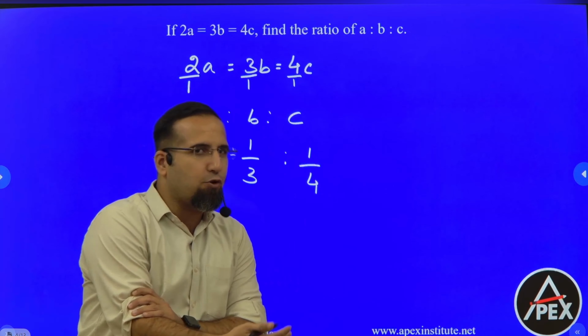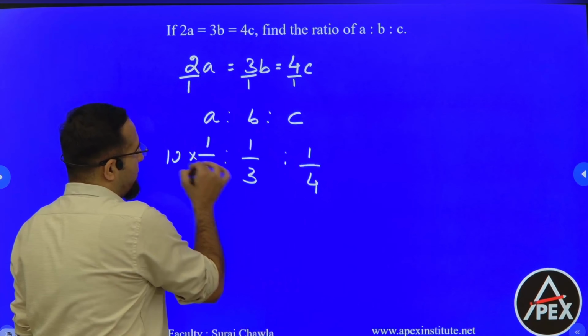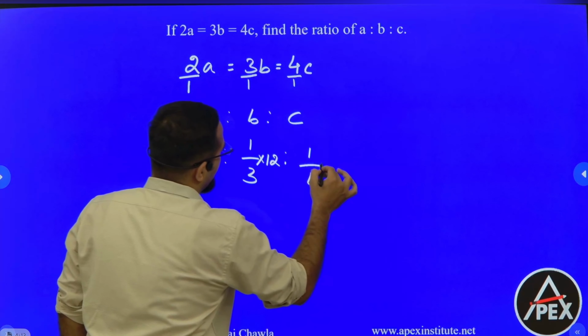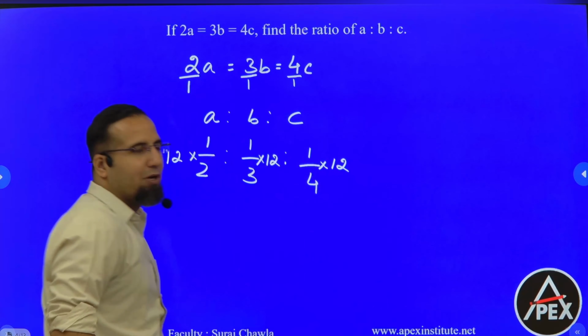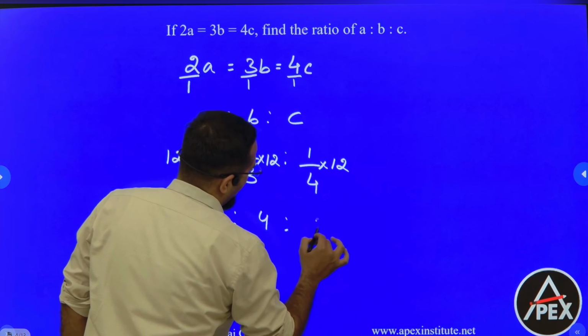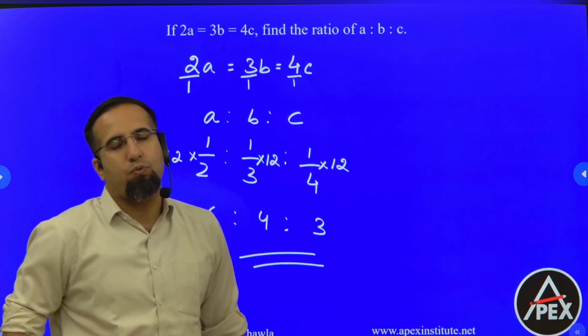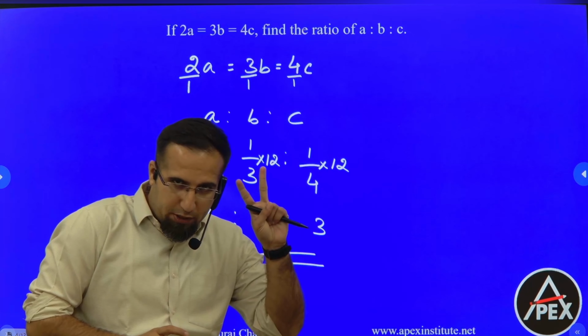Now we can simplify. 2, 3, 4 का LCM होता है 12. So I multiply each term with 12. So this is multiplied by 12. This is also multiplied by 12 and this is also multiplied by 12. And finally we get the ratio as 6 is to 4 is to 3 becomes the final format of the ratio. Clear guys? So two simple things that we have learned.